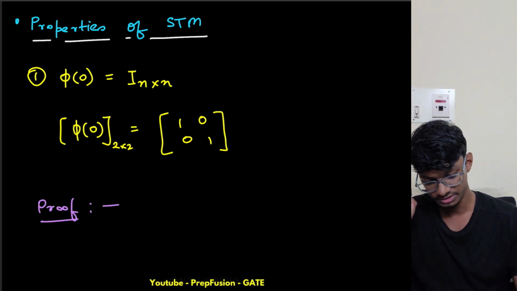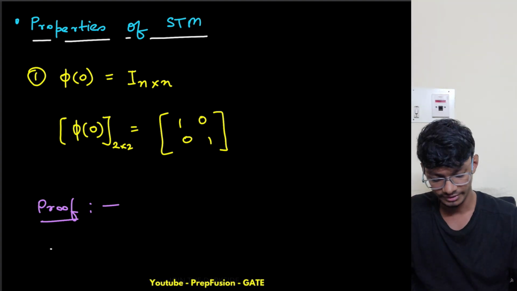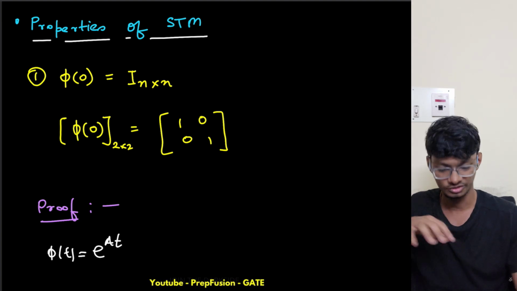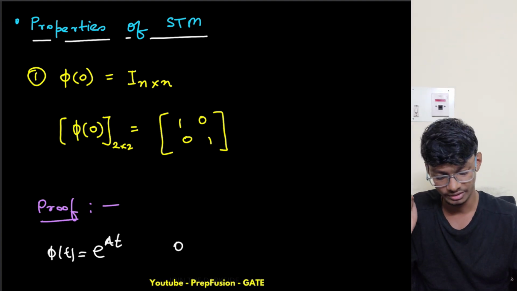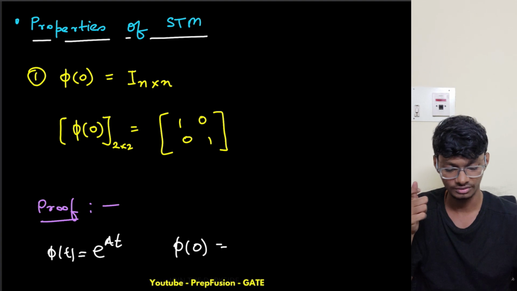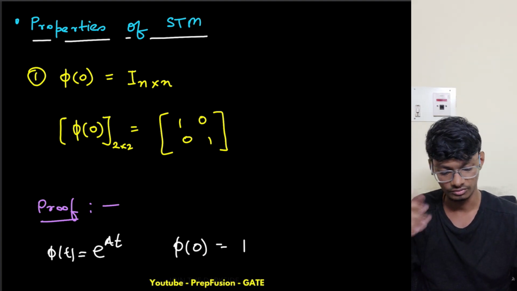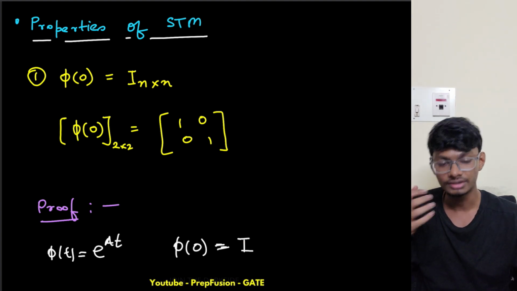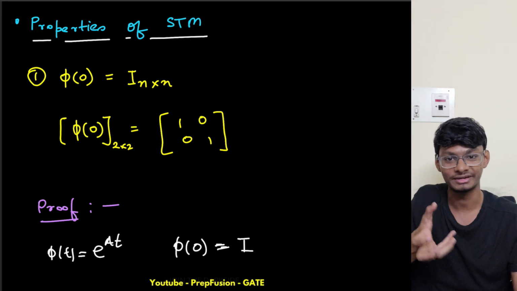The simplest proof, which everyone does, is this: what is my phi of t? It is e raised to power At. You can assume it like a single element and put t equals to 0, and you get e raised to power 0, so you get only 1. In matrix format 1 represents I, so I will write I here. But this is just a fake proof basically.